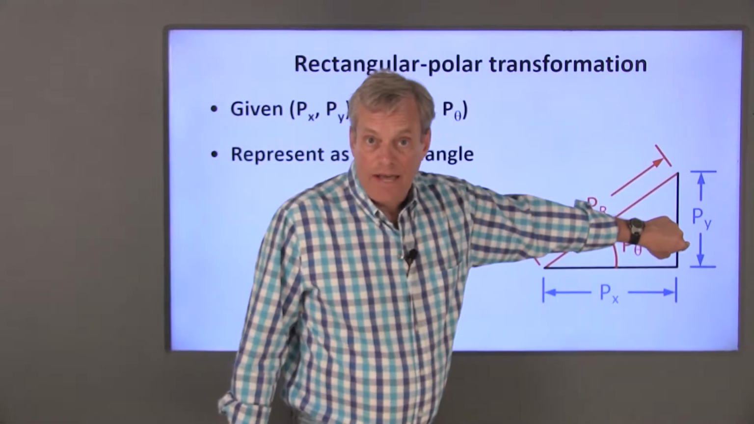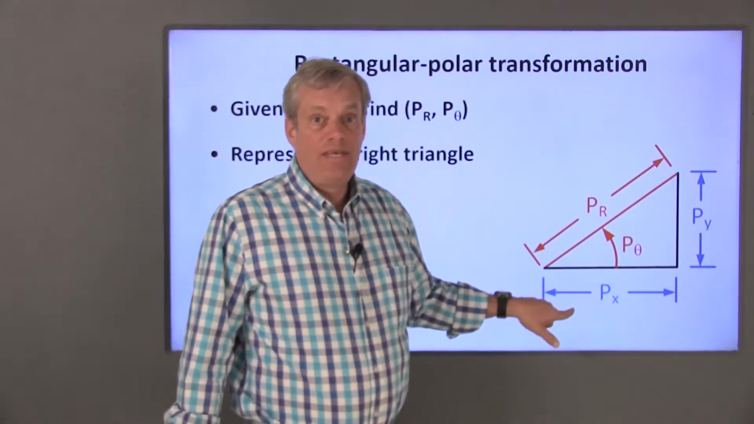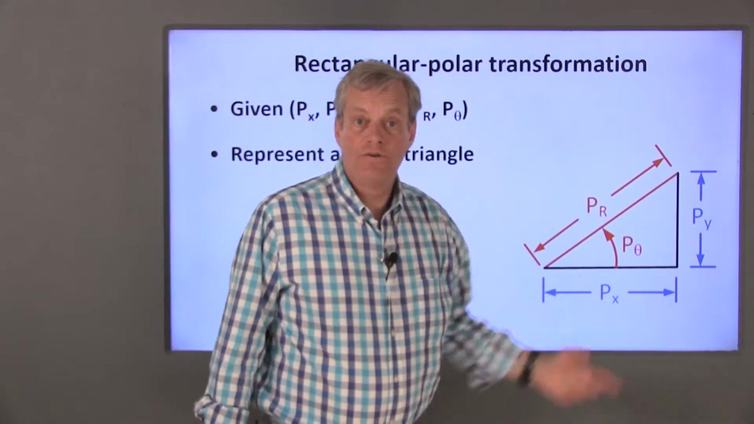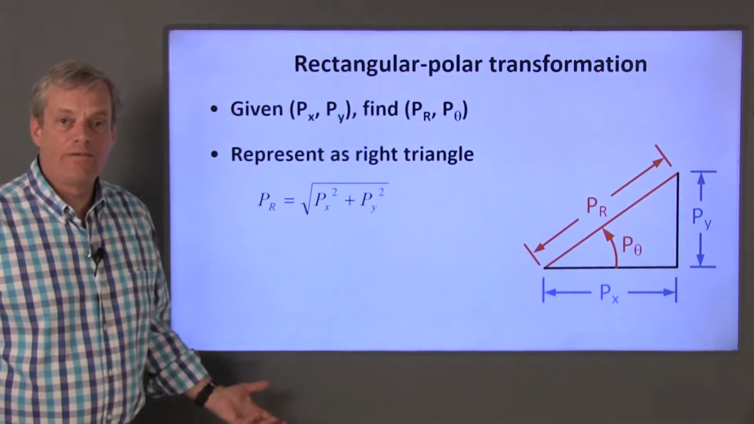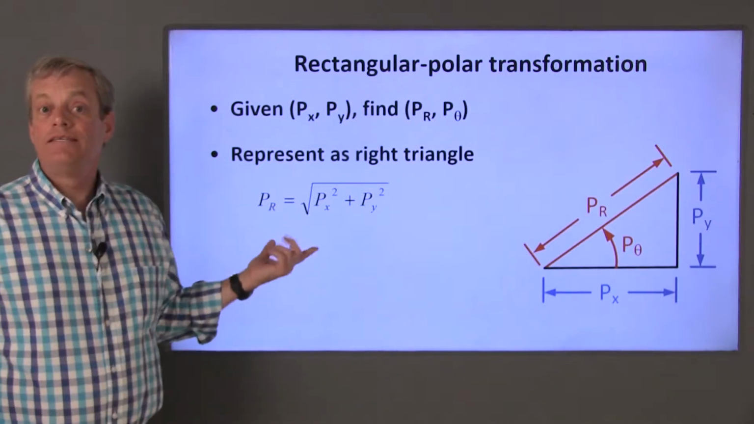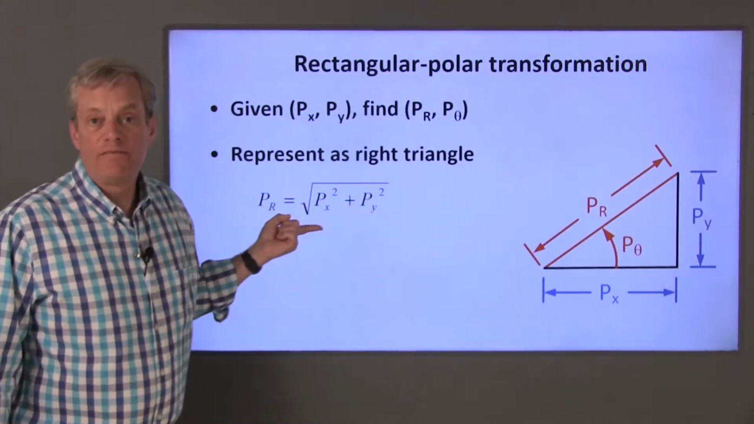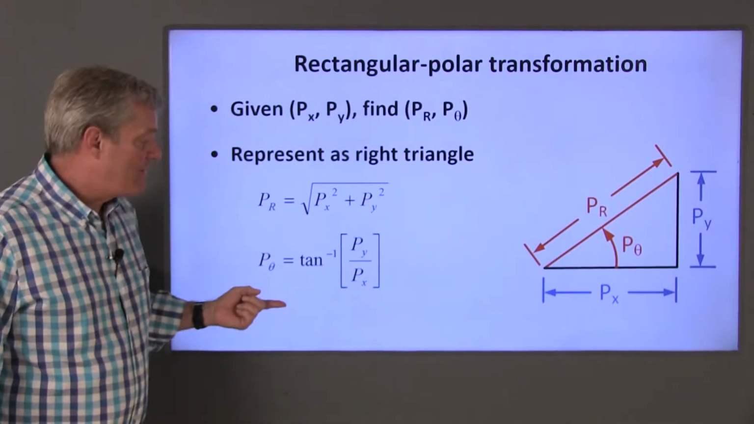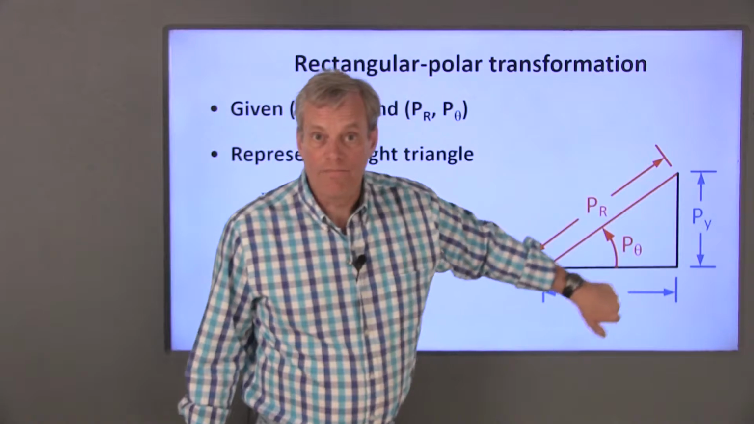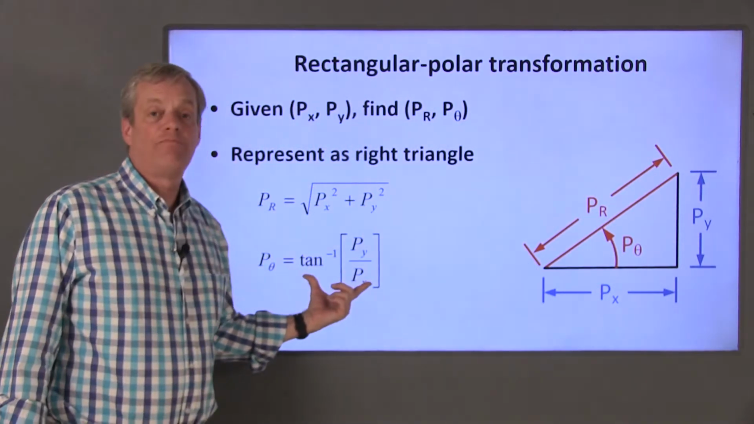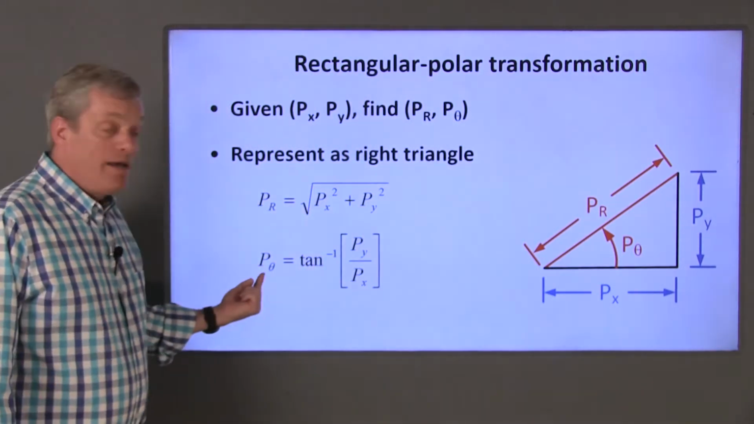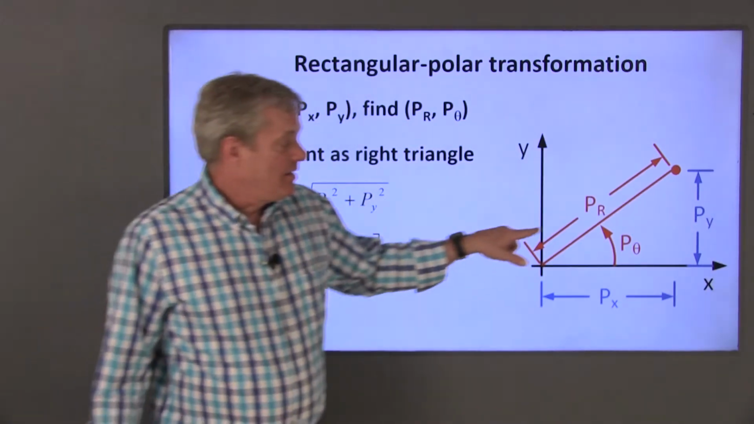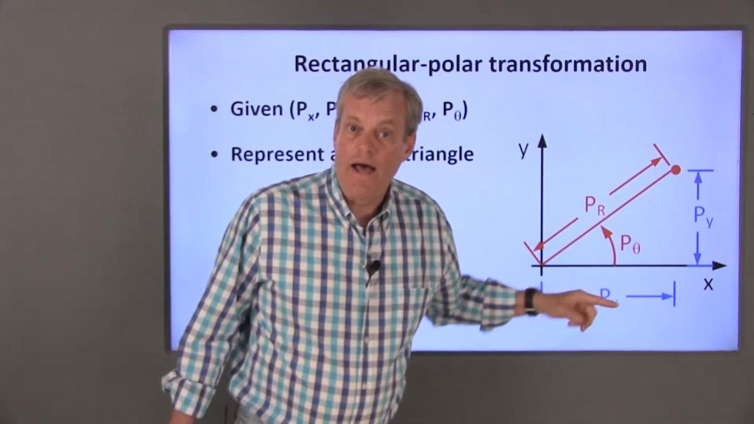Py is the side opposite the angle P theta, Px is the side adjacent to P theta, and PR is the hypotenuse of the triangle. The Pythagorean theorem says that PR is equal to the square root of the sum of the squares of Px and Py. Since the tangent of P theta is the ratio of Py to Px, the arctangent of Py divided by Px is equal to P theta. Now we have PR and P theta in terms of Px and Py.